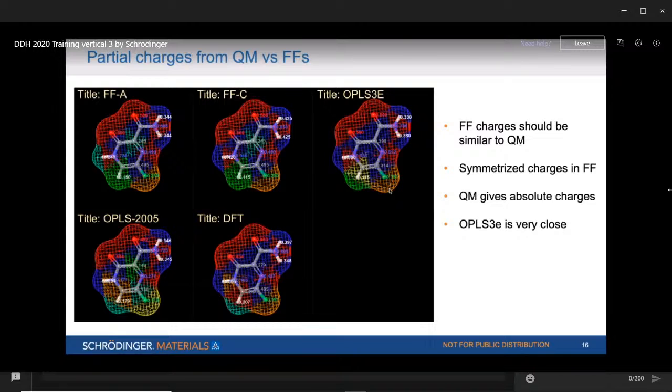Are they similar? Are they very close? If they are very far away from one another, basically you have to change the charges or you have to change your force field. So that's why quantum mechanical calculations are key in doing the right kind of simulations and the right kind of docking procedures.